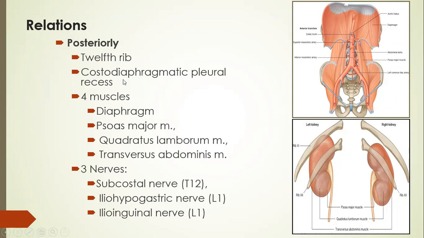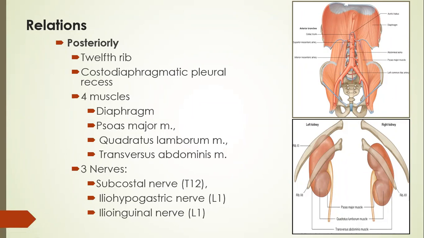Then we have the costodiaphragmatic pleural recess. On either side, a part of the pleura will enter here. So that also forms a relation for the kidney. Kidney would be present here, but it has been removed so that you can appreciate the structures in the posterior abdominal wall.